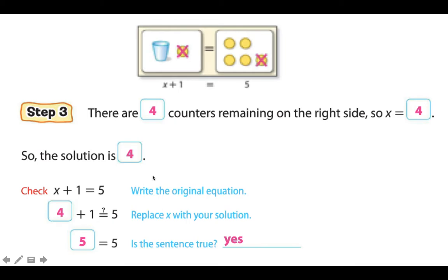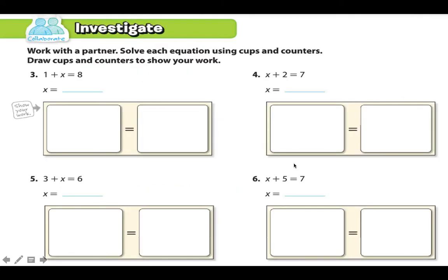And notice how we did that. We subtracted 1 from both sides so that the variable was by itself. So you've got 4 problems here that I want you to try and model using cups and counters. Do your best to draw cups, or if you want to, you can just use X's. It doesn't really matter. Try these 4.